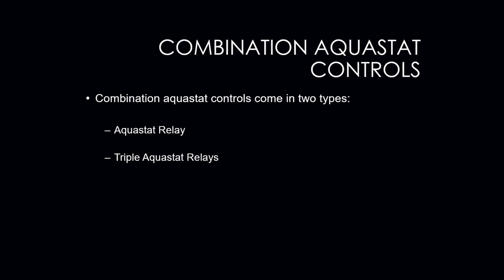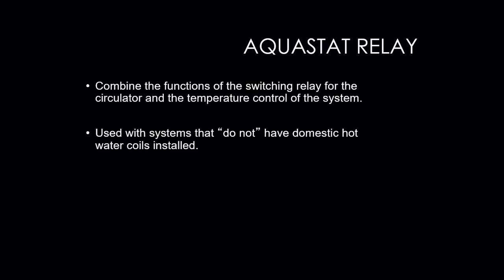So combination Aquastat controls are going to come in two types. You're going to have your standard Aquastat relay, and then you're going to have your triple Aquastat relay. Your Aquastat relay combines the function of the switching relay for the circulator and the temperature control of the system. These are not going to be used on systems that do not have domestic hot water coils installed on them.